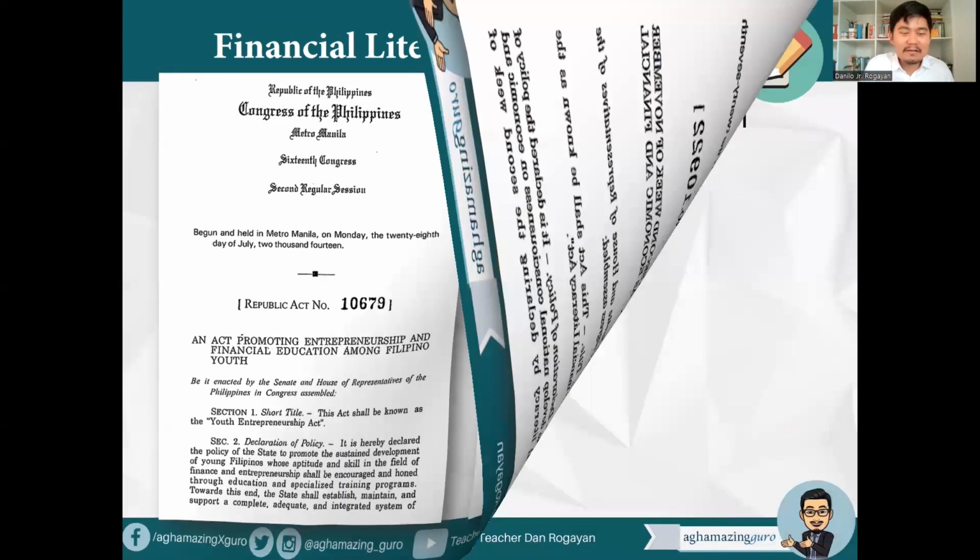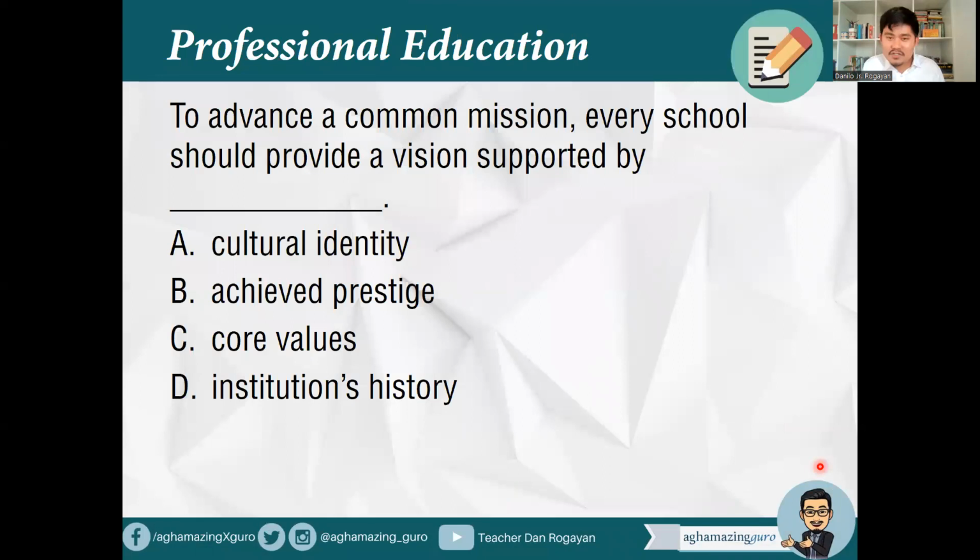Okay? So another question, to advance a common mission, every school should provide a vision supported by blank. A, cultural identity. B, achieved prestige. C, core values. D, institution's history. What is the answer? Of course, that is core values.